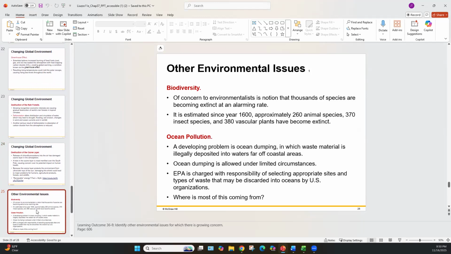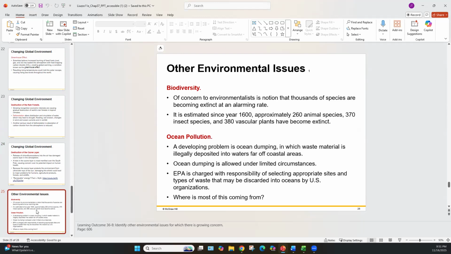Ocean pollution is serious. I'm sure you guys have all heard about plastic in the ocean. A developing problem is ocean dumping, in which waste materials are illegally deposited into waters far off coastal areas. Most of the countries that do this are India and China. They're where the most plants lie, on rivers. All these rivers get polluted and contaminated, and it goes into the ocean, and so on and so forth.